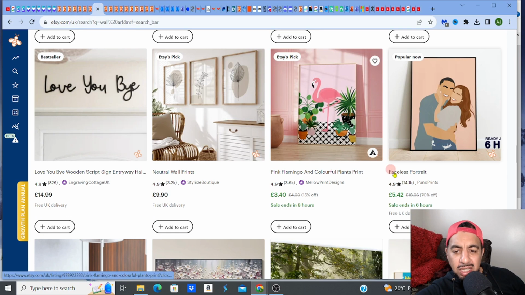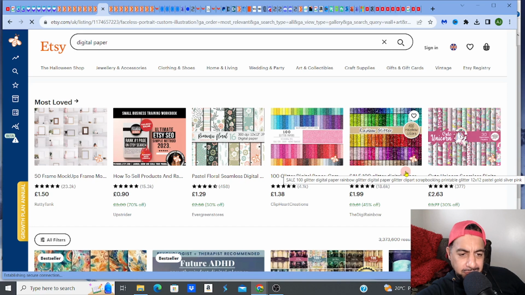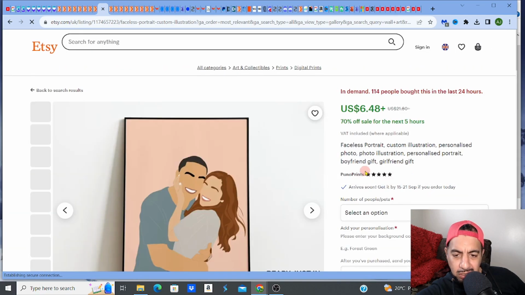Check this out. Look, I mean, why would a seller, look at this wall art here. Look at my screen. Popular, right? This faceless portrait. I've spoken about it before. This faceless portrait that is very popular. It's telling you it's popular now, right? The store has 14.1 thousand reviews, okay? 4.9. So let me just click on it, right? Where's it gone? Okay, there it is.